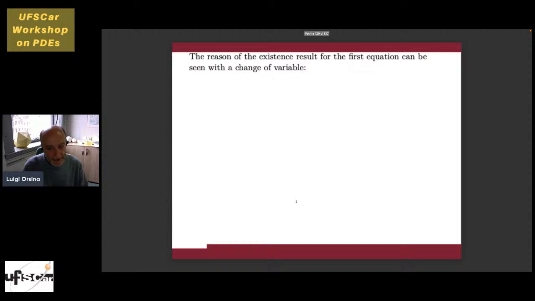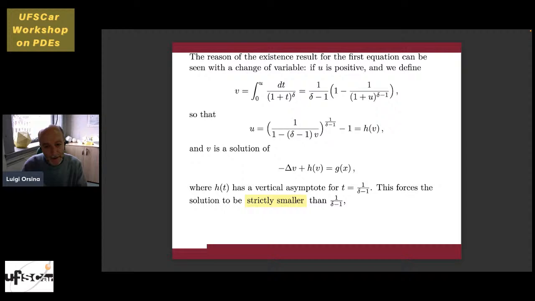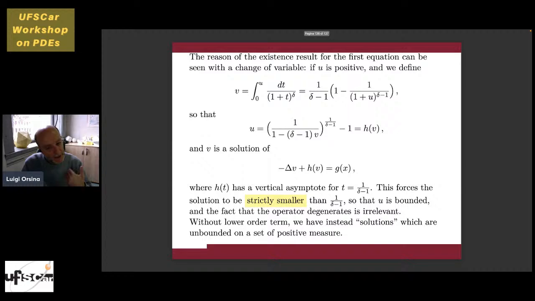You can make a change of variables in the equation with plus u and find a semilinear equation with the lower order term, which has a vertical asymptote that forces you to have solutions. Otherwise, without the lower order term, if you make this change of solution, we might prove that you have a solution in the case delta larger than one, which is unbounded, so this is not a solution actually, on a set of positive measure. Okay, so I think I will stop here.